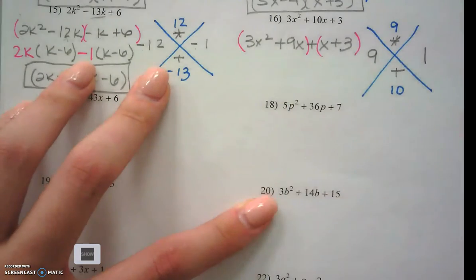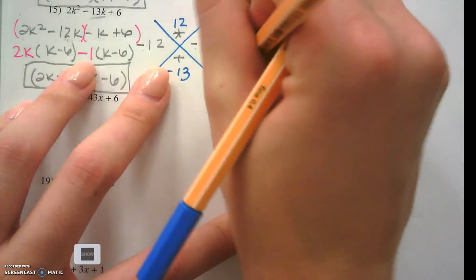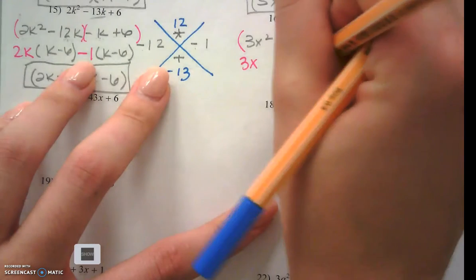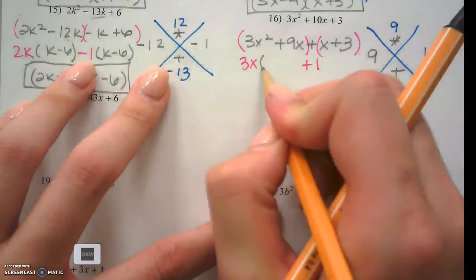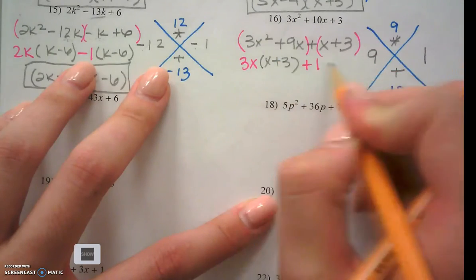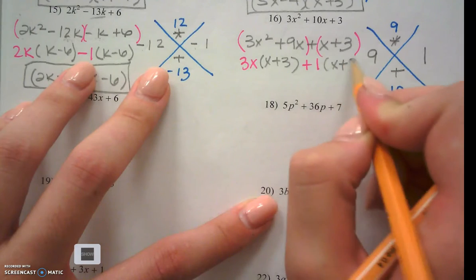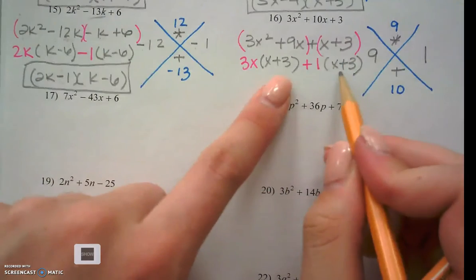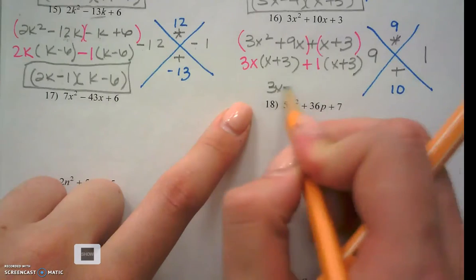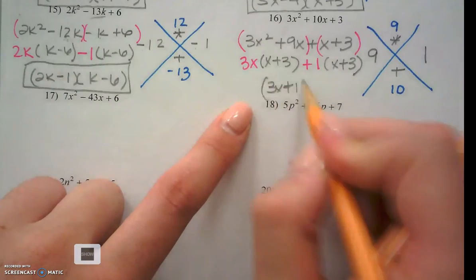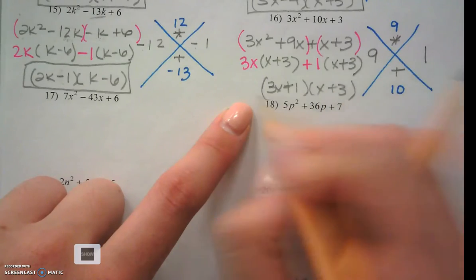And that's going to give us a greatest common factor of 3x and 1. That plus 1 does matter. This is going to be x plus 3 and x plus 3. One more time, those matched up, so we're doing something right. Our final factors are these right here.